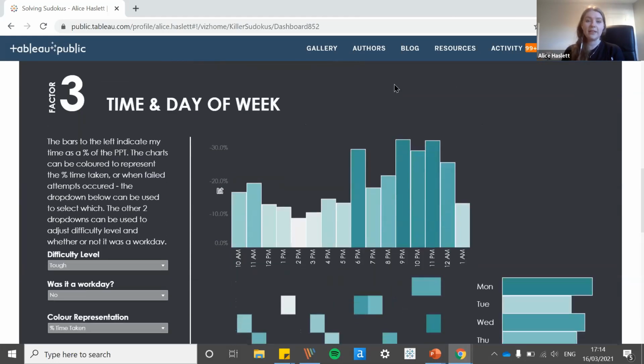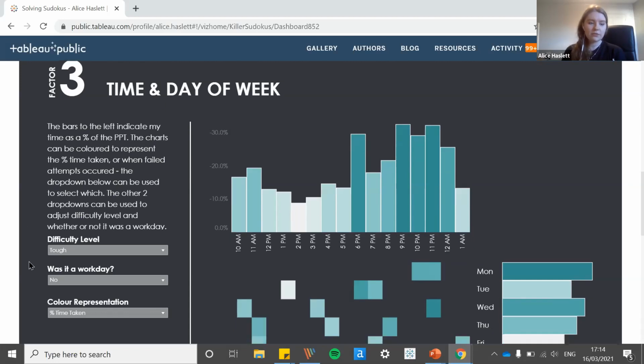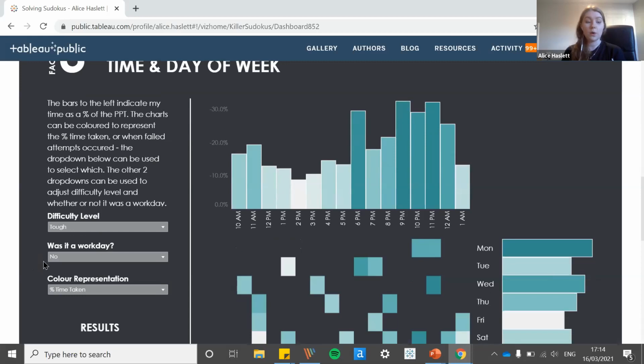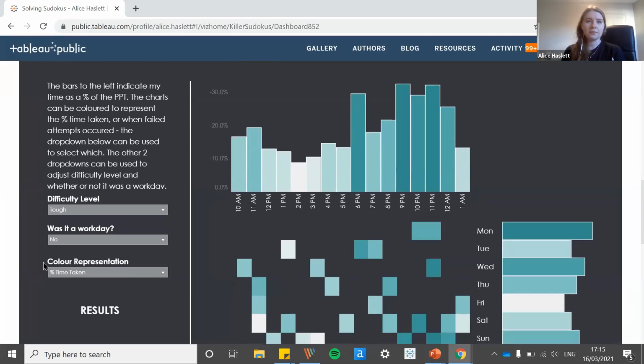So factor 3, in the next part of the viz, I look at day of the week and time of day. So getting down into what I originally was planning to investigate. And I kept the difficulty level and whether or not it was a work or non-work day aspect consistent for this section as well. So here we can see that you can choose a difficulty level and you can also select if it was a work day or a non-work day.